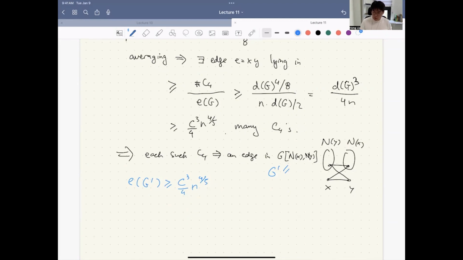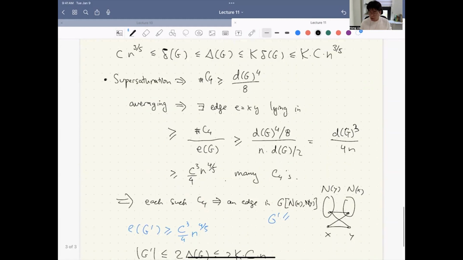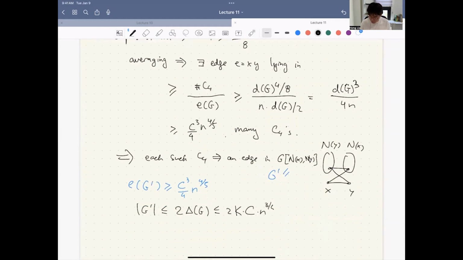So this graph, G prime, has how many vertices? The number of vertices is at most the degree. So the number of vertices of G is at most 2 times the maximum degree of G. It's the neighborhood of X plus the neighborhood of Y, which is at most 2 times, there's this capital K, right? K times C times n to the, what is it? 3/5. So let's call this guy capital N.